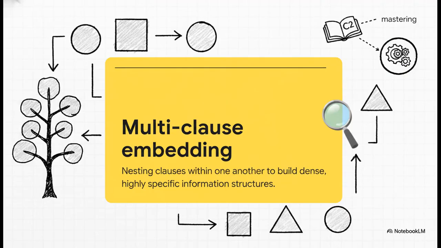So let's clearly define what we're dealing with. Multi-clause embedding is a highly specific syntactic process. It involves nesting noun, relative, and adverbial clauses deeply within one another, kind of like branches on a tree. This builds incredibly dense, highly specific information structures. And according to Quirk's comprehensive grammar of the English language, this requires strict management of your clause boundaries. Mastering this complex nesting is, without a doubt, a defining hallmark of C2 level proficiency.